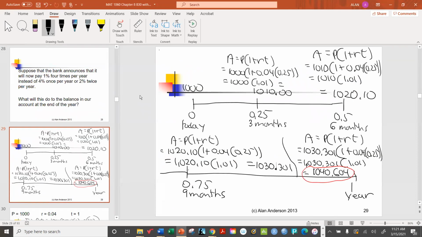All right, so you can see I've got 4 points during the year when I'm going to earn interest. In 3 months, or 0.25 years. In 6 months, or half a year. In 9 months, or 0.75 years. And in 1 year. Each time we apply the same formula, it's still 4%, but now it's a quarter of a year each time. So basically, each time I earn more interest, I'm multiplying the balance of my account by 1.01. So after 3 months, my $1,000 grows to $1,010.